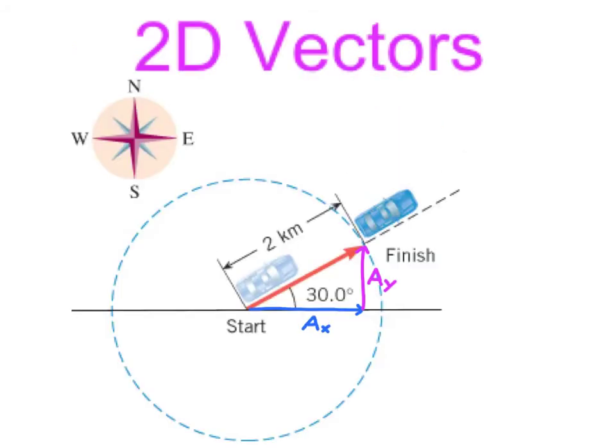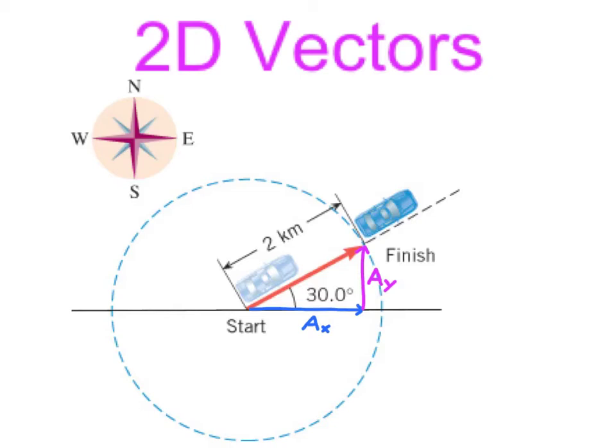Now, unfortunately, not all of our vectors lie along the same line, so we can't simply add them together the way they are. But what we can do is find the components of each vector that lie along the same line and simply add the components together.